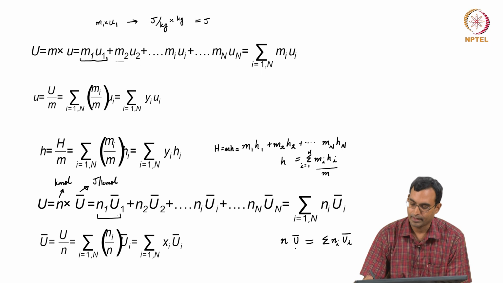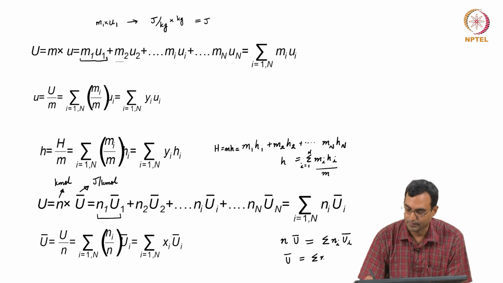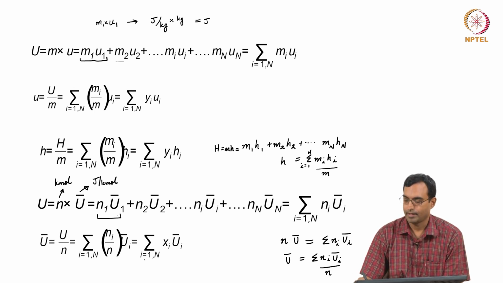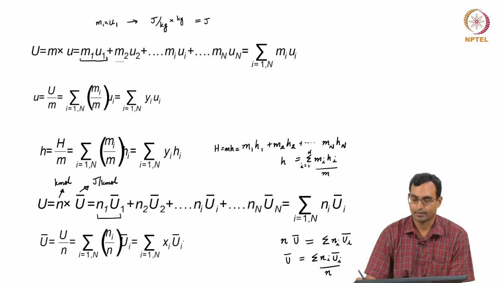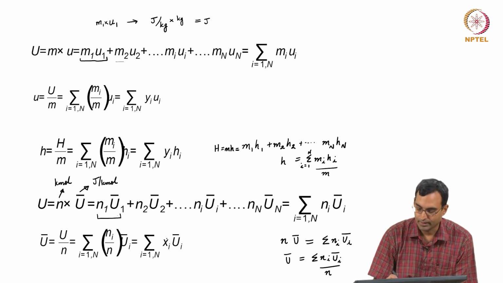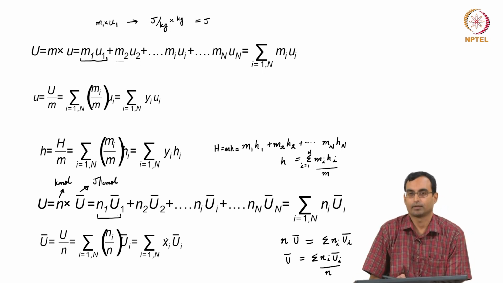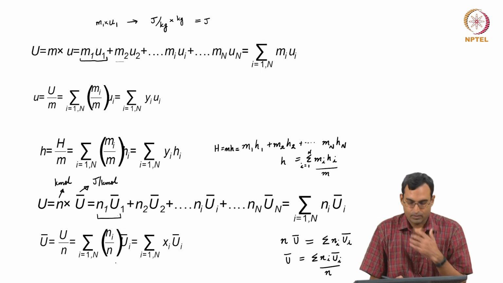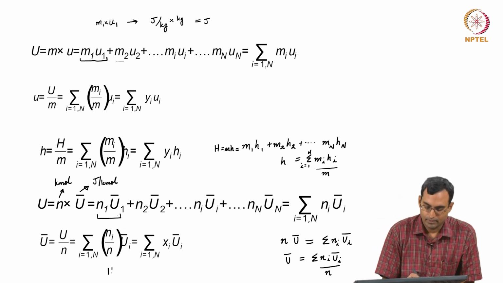So, if I wanted to get U bar, which is the molar specific internal energy of the gas, I would do sigma of Ni Ui bar divided by N, and Ni by N is essentially the mole fraction Xi. So, I can now write this as sigma of Xi into Ui bar. So, that is how I would get this.